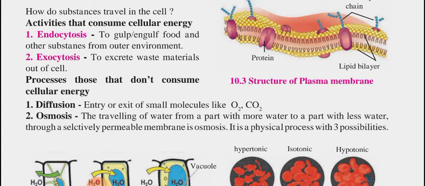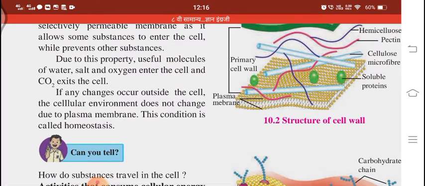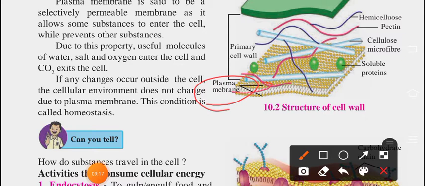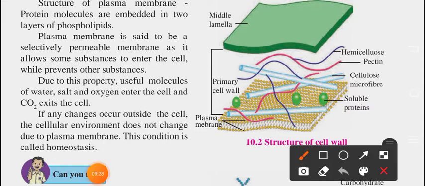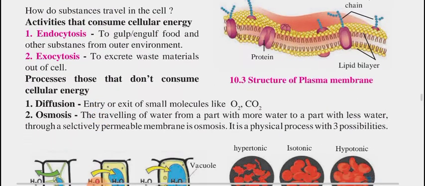Okay, now you can observe here the structure of plasma membranes. Before this we have seen the structure of the cell wall. And you can observe here in the cell wall there is a plasma membrane. Now we are going ahead with the detailed structure of the plasma membrane. So you have to draw the structure of the cell wall also. Whatever diagram I am telling you to draw, you have to draw. Okay, for your extra knowledge.